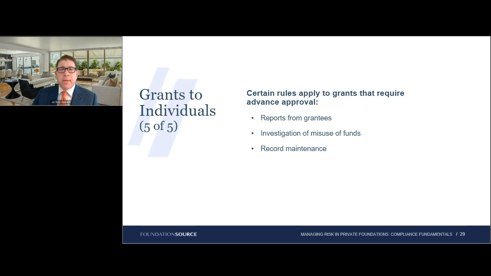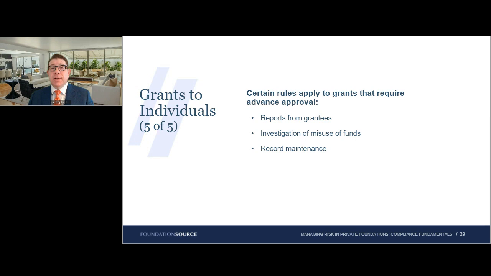So in addition to the universal rules that we just went over, there are a few rules that apply specifically to grants to individuals that require advance approval. In this case, the foundation has to obtain annual reports from grantees, investigate any possible diversion or misuse of grant funds, and retain detailed records with respect to those grants.